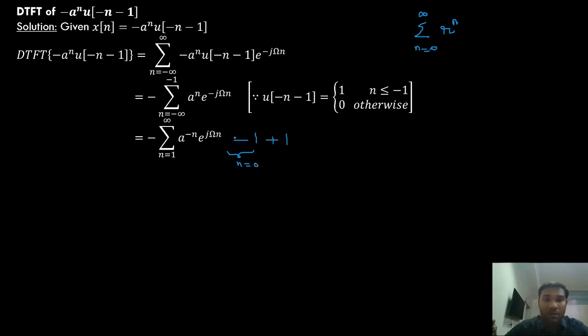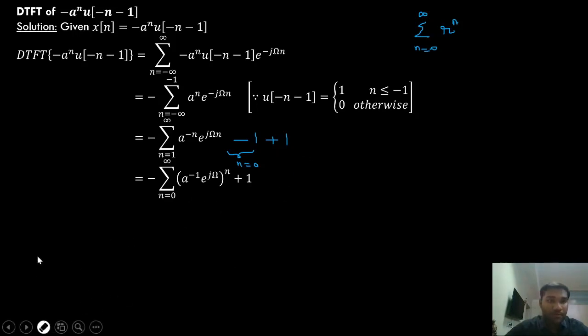So I'll combine these first two terms and write it as n is equal to 0 to infinity a power minus n e power j omega n. So n I'm taking as a common power for both a and e. So a power minus 1 e power j omega whole power n. Right? There is a negative sign here and we have added 1. We have added 1. So that one we are writing as it is.